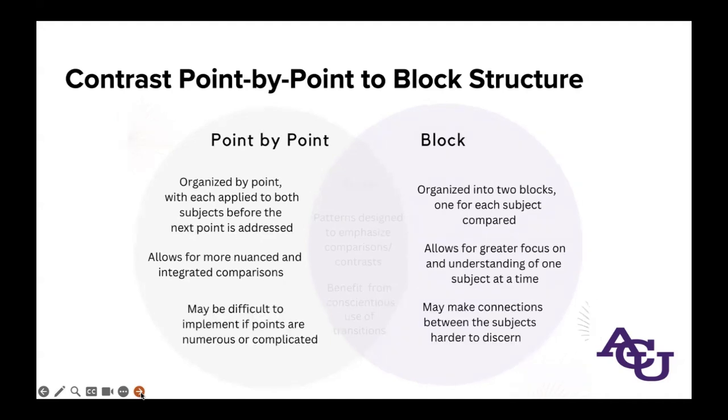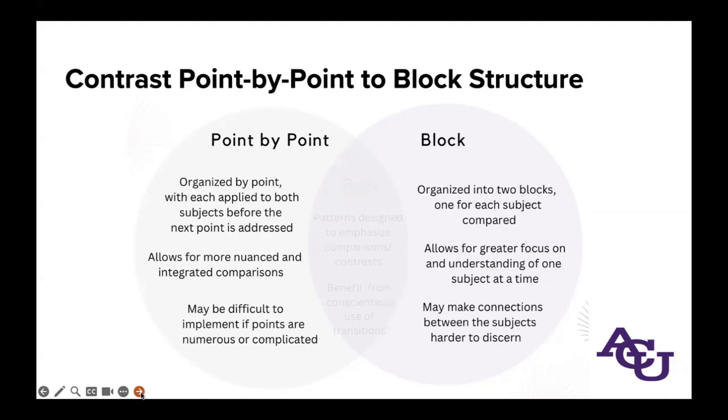And our third difference is, well, it's some caveats. Point-by-point structure may be difficult to implement if the points are numerous or complicated. If you have too much to say, too many points, it's going to be really hard to go back and forth because it's just going to get so difficult to follow. In that case, you may want to use block structure.